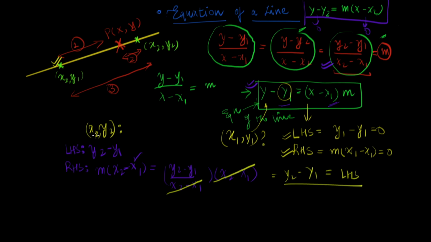So for point x2, y2, we've also shown that the RHS equals the LHS, which is a good thing. So from any two forms of the equation, this or this, we have shown that x2, y2 and x1, y1 lie on the so-called equation of the line. And that is what the description of the equation of a line is.